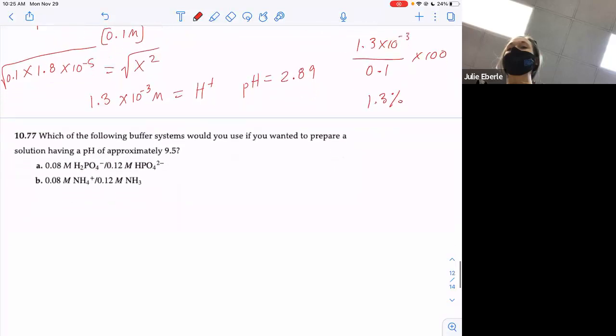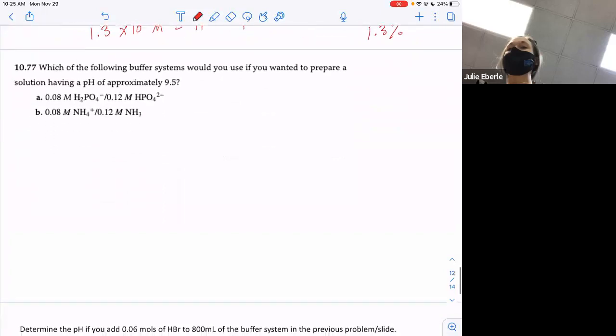All right. This one talks about buffers, but let's see what it's asking for. Which of the following buffer systems, and this is again right out of the textbook here, would you use if you wanted to prepare a solution having a pH of approximately 9.5? If you remember the video where I talk about buffers, that was the longest one because I walked you through a whole problem, which we'll do in a minute. This is not a buffer problem yet where we need to use Henderson-Hasselbalch.